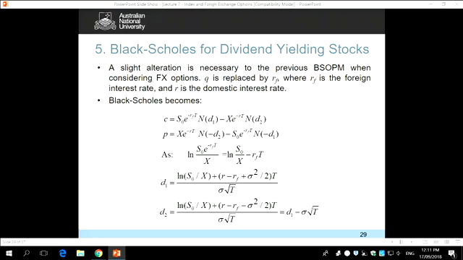But you'll see for the C and P up the top, S0 has just been replaced with S0 times e to the power of negative rf times t, the foreign risk-free rate, for both C and P. And for calculating d1, just do whatever's easiest for you. I don't mind. Any questions?